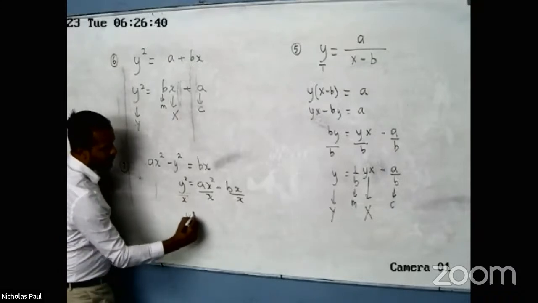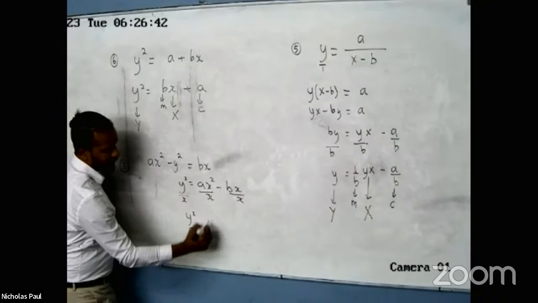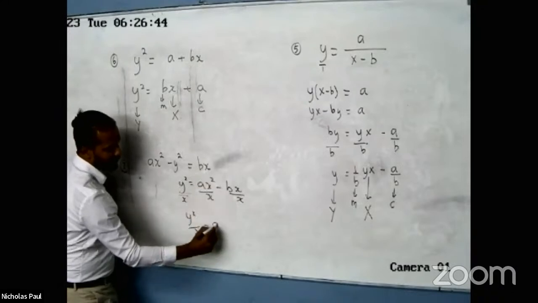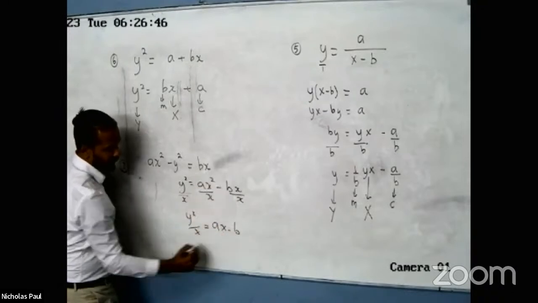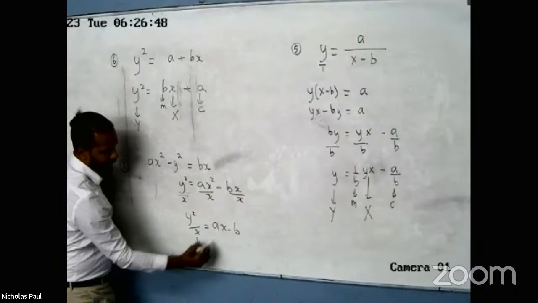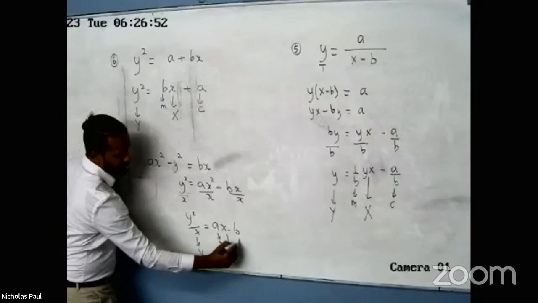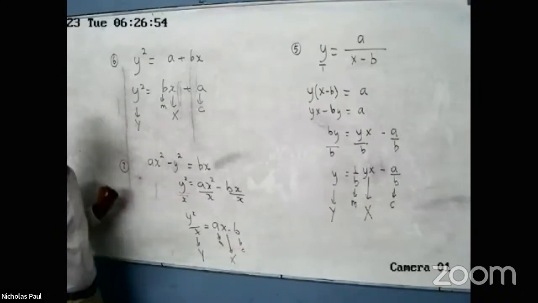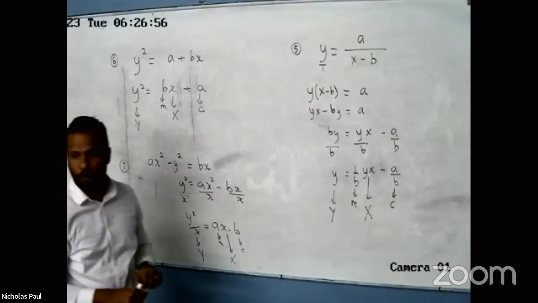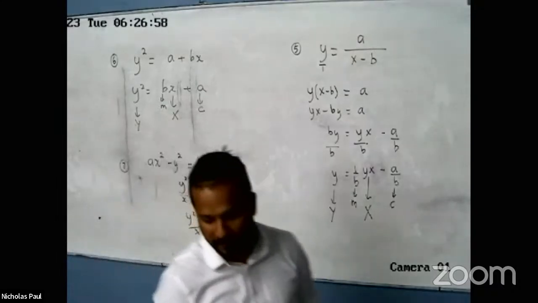So we have y squared over x is equal to, the x will cancel, you'll get ax minus b. This is your y, this is your m, this is your x, and this is your c. Just when you're simplifying out, they don't look like that. Nice.